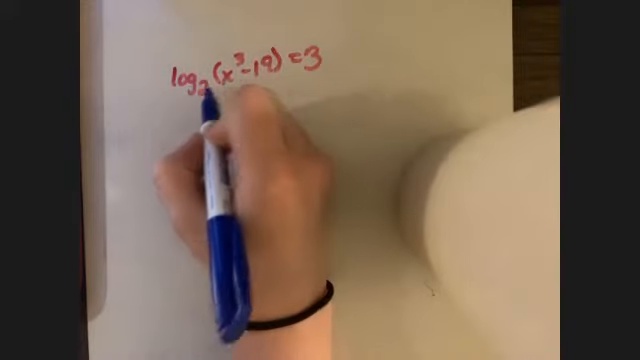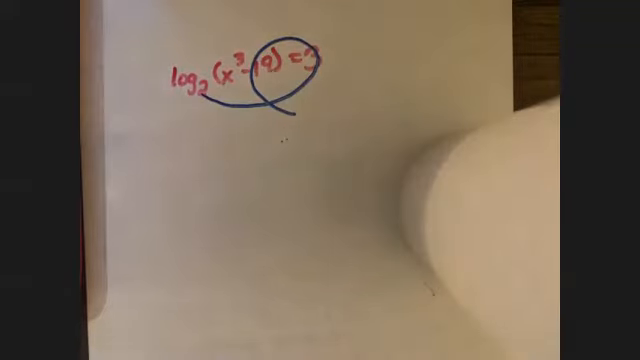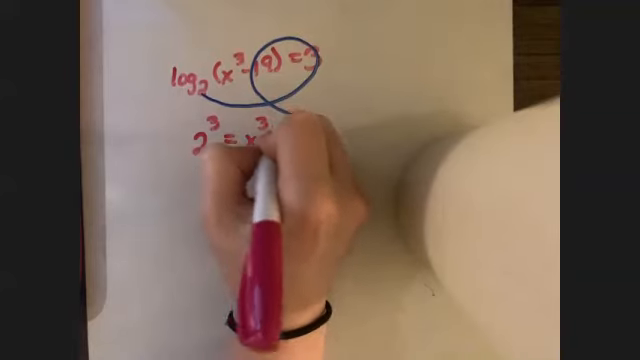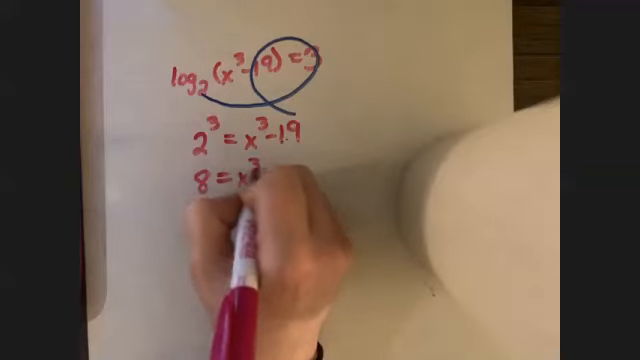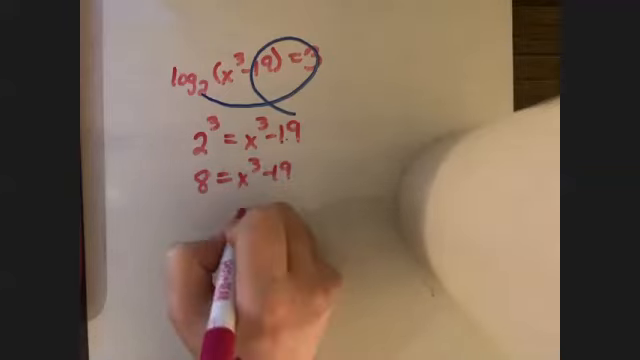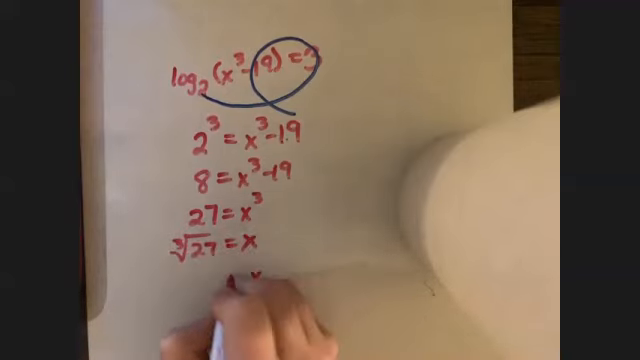Now, this one's already in a nice, pretty formatted thing that we have. So we're going to loop this out. So I have 2 cubed equals x cubed minus 19. So I have 8 equals x cubed minus 19. I'm going to add my 19 back over to the other side. I've got x cubed equals 27. And then I'm going to take a cube root on both sides. So we've got x is 3.